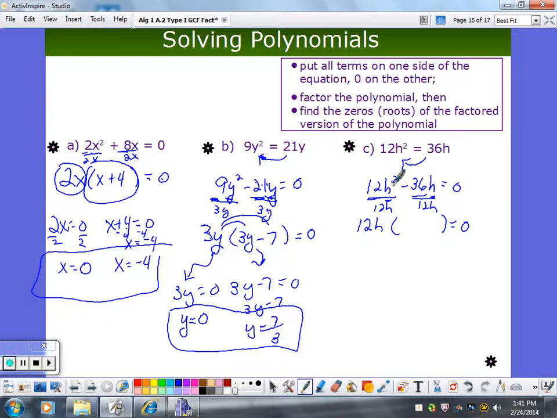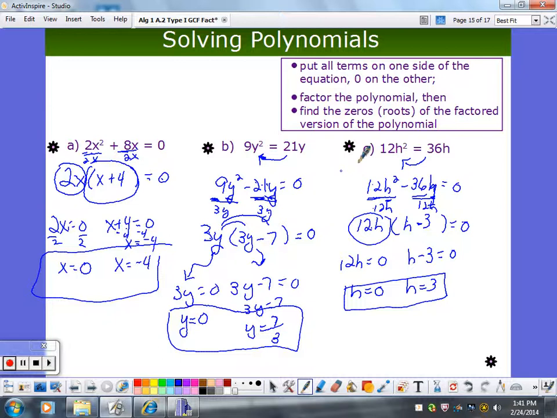So I'm distributing to get that, but I'm going backwards. So what's 12h squared divided by 12h? H. And what's 36h divided by 12h? Right? H over h? So that's where the h went. I divided it out. And now I've got something times something is 0. So it could be this guy was my 0, or maybe it's this guy. That's 0. Solve them both. H equals 0 or H equals 3. Plug them back in and you'll see that it works.